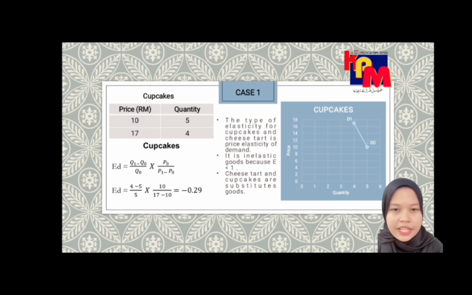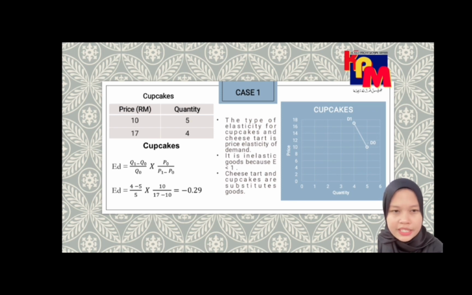So we can see at the graph, demand 0 shifts to the left to demand 1. That will show the decrease of demand.